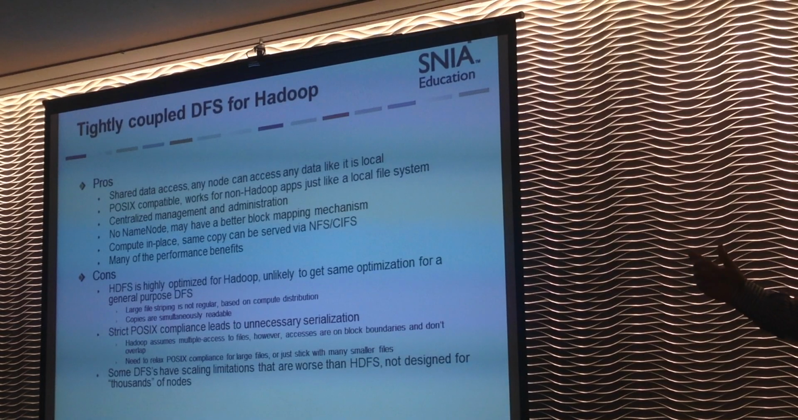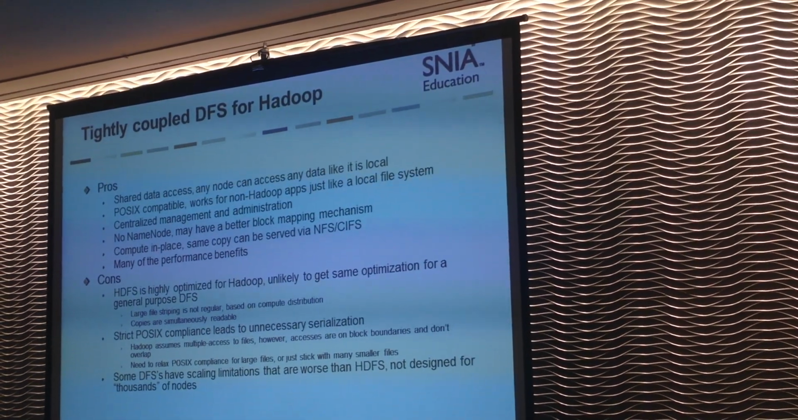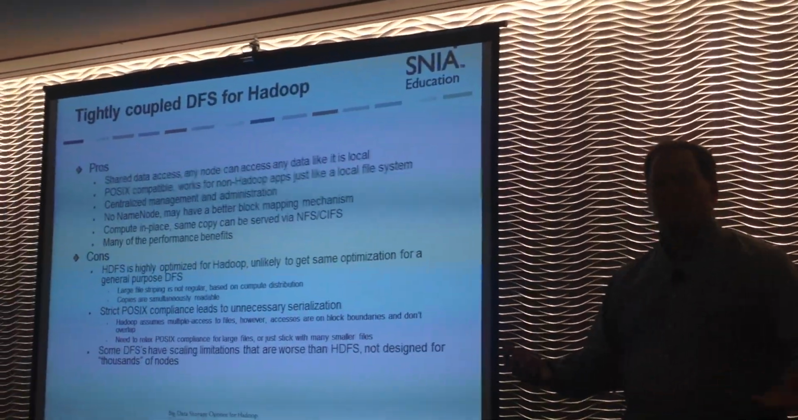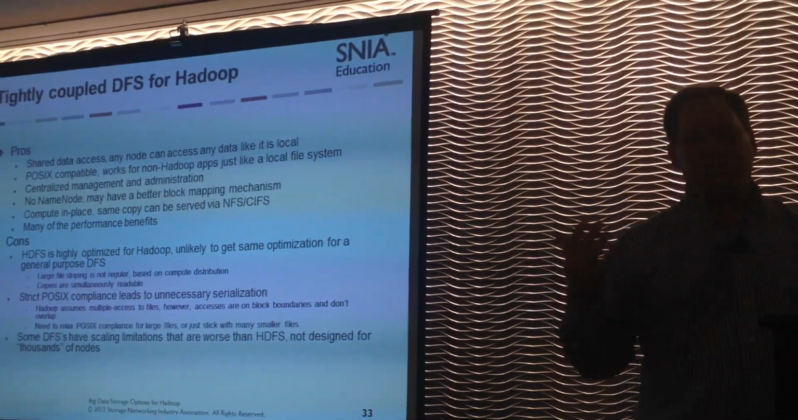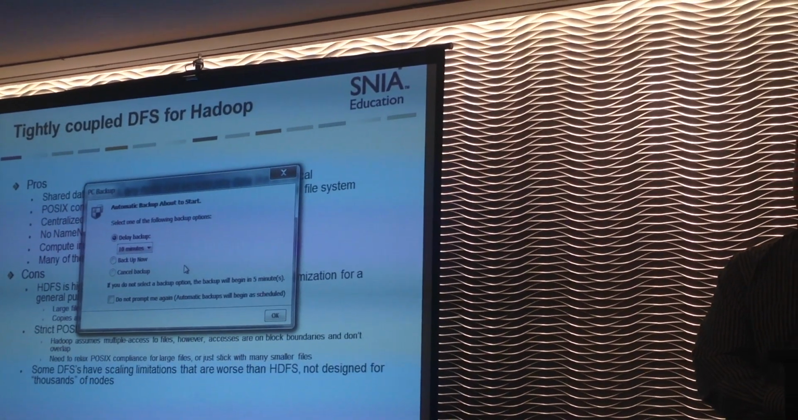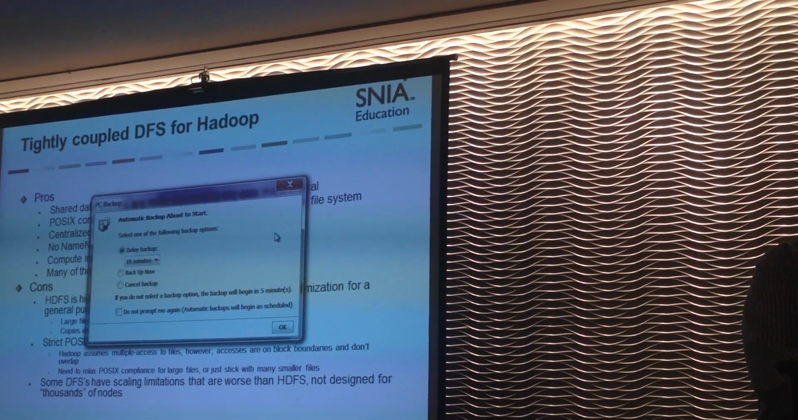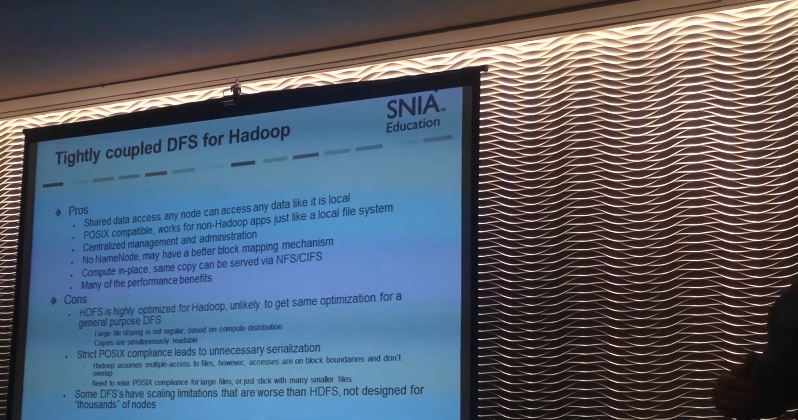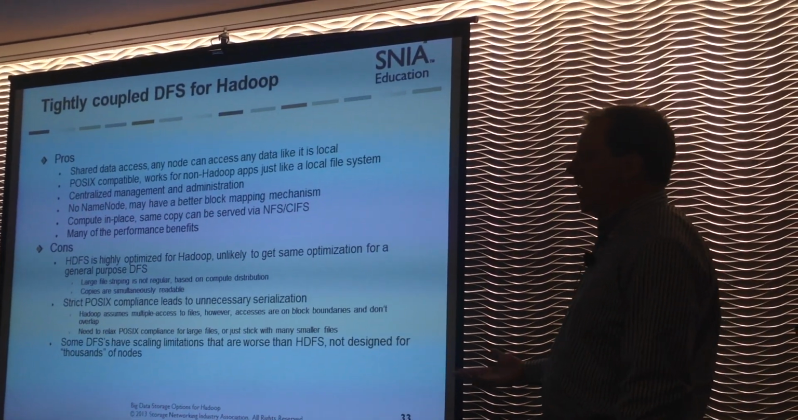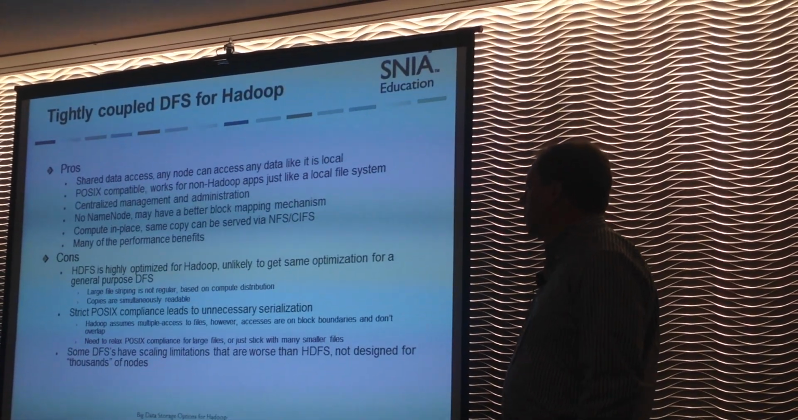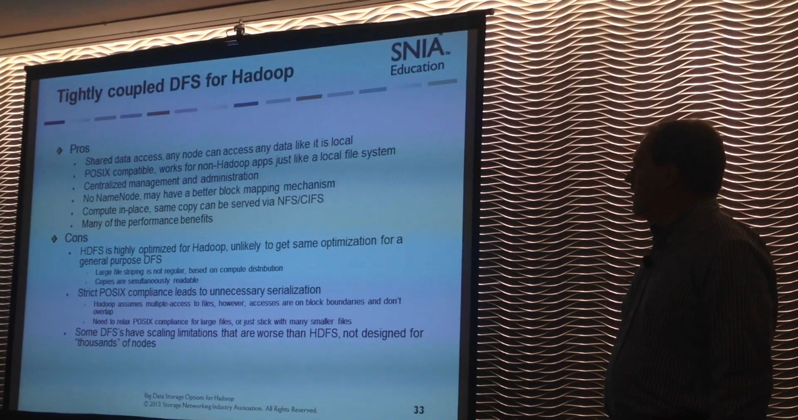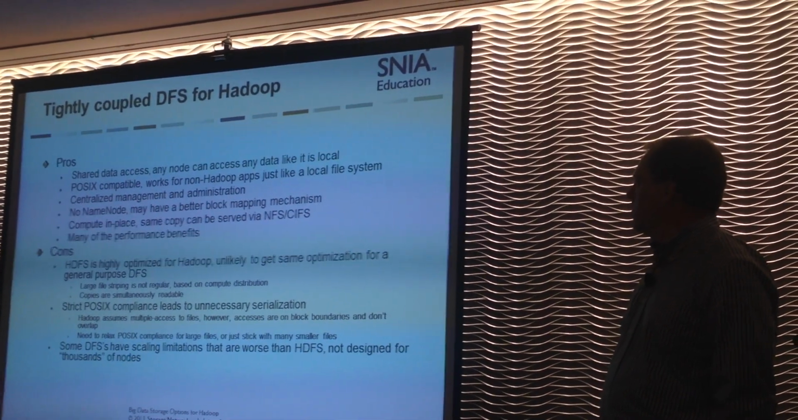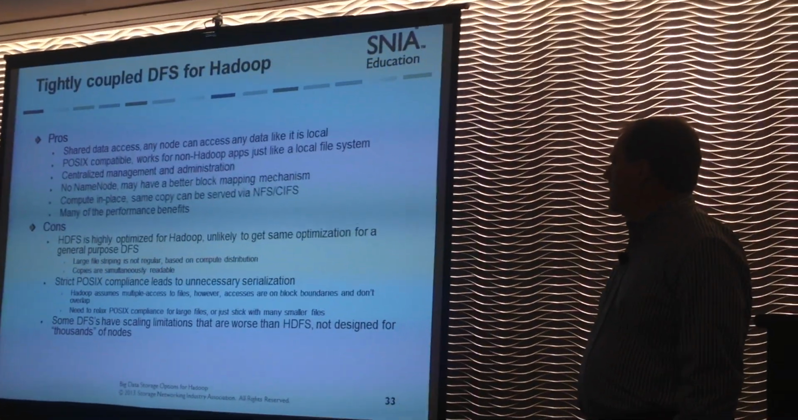And the strict POSIX compliance that you get in a general purpose file system has its advantages, but on the other hand, Hadoop MapReduce doesn't really let you modify files, for example. So having the ability to modify files in the middle doesn't really help you, and the semantics and the consequences in performance can actually hurt you to some extent. So Hadoop doesn't need POSIX compliance, and sometimes that can be a downside.